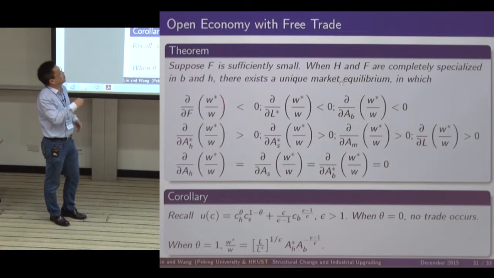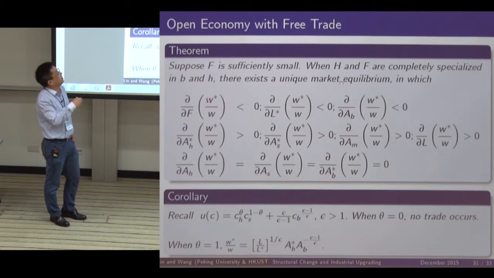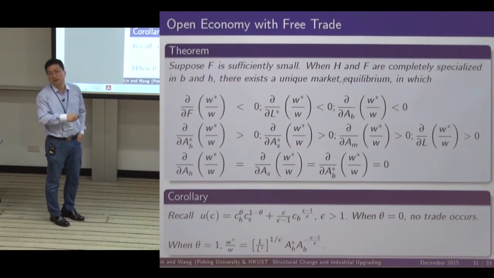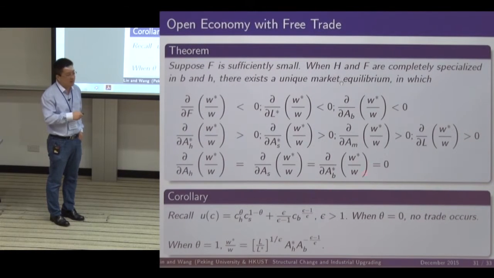Because we think about the middle-income trap, we want to think about the relative income levels. If this ratio increases, it means divergence. If it is getting smaller, it's convergence. So we want to see how this ratio depends on all the other exogenous parameters. This is just comparative analysis.